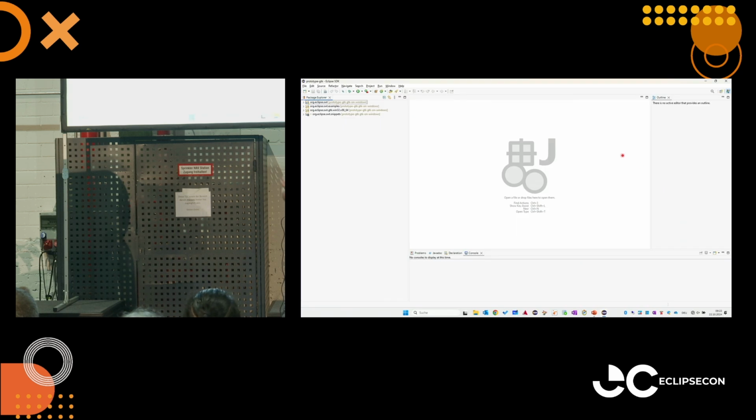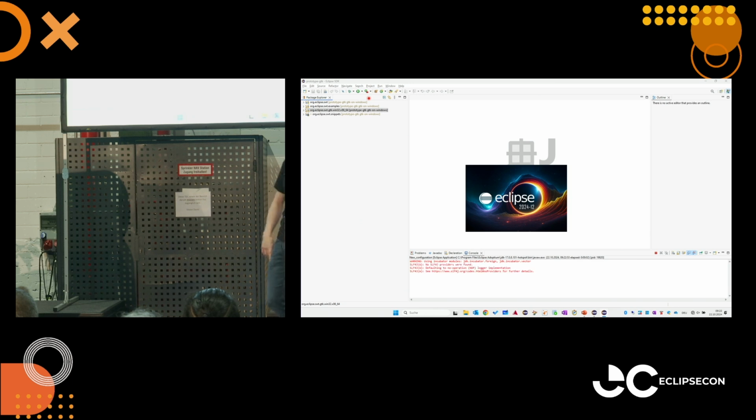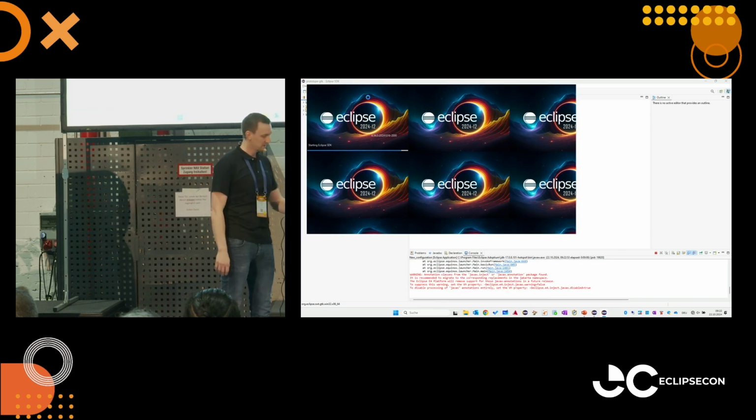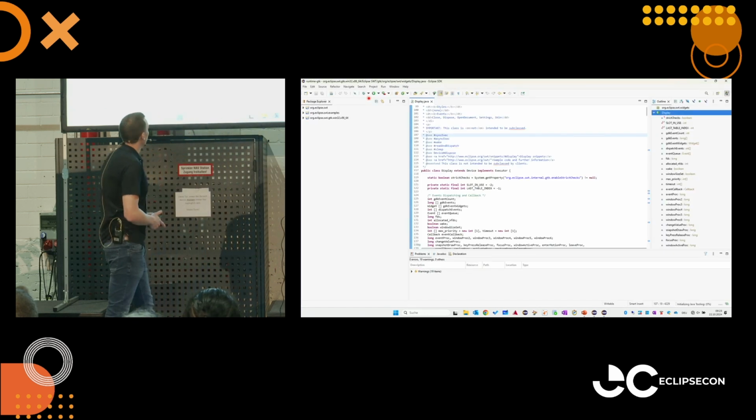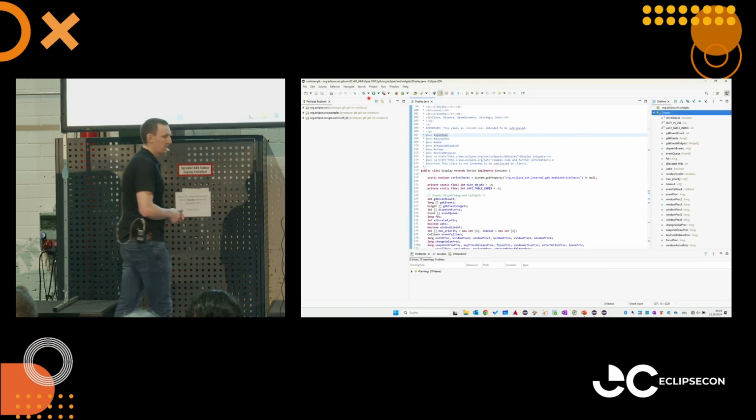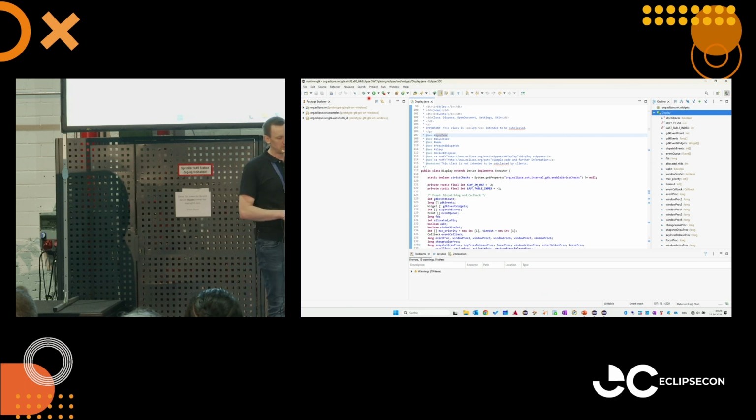So here we have an Eclipse application. Here we have a GTK Windows 32 fragment. This is the one that does not exist right now, and we can start an Eclipse application from this. I think the splash screen will probably look a bit weird. Yeah, that's quite weird. But the application starts, and you see that you have an ordinary Eclipse application running. Everything is basically working as expected.